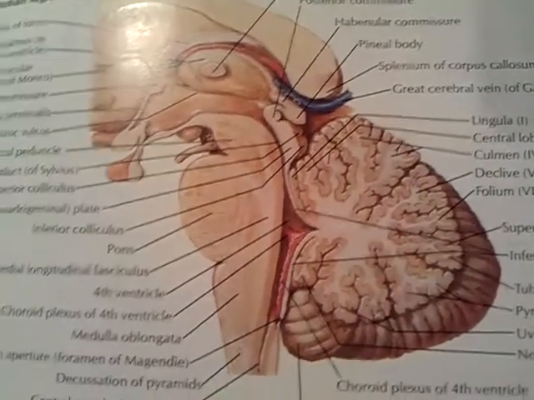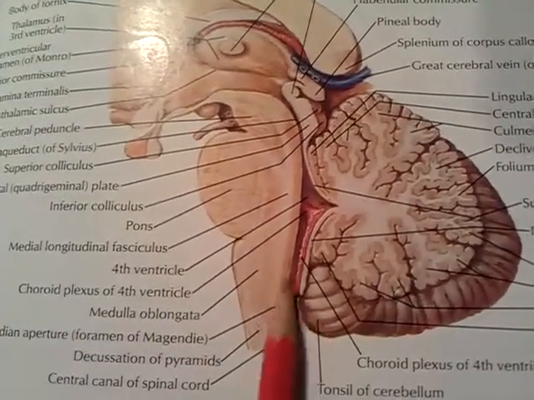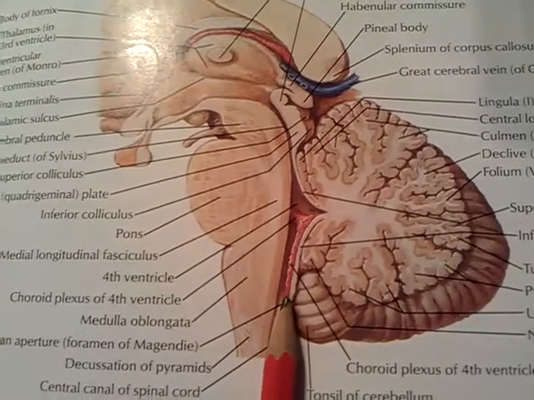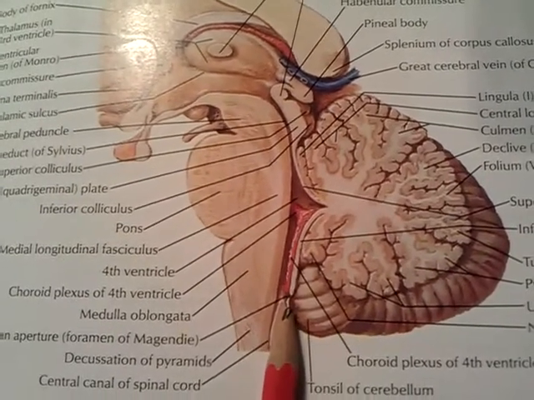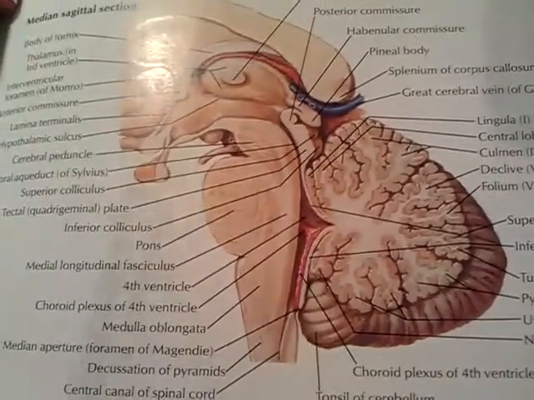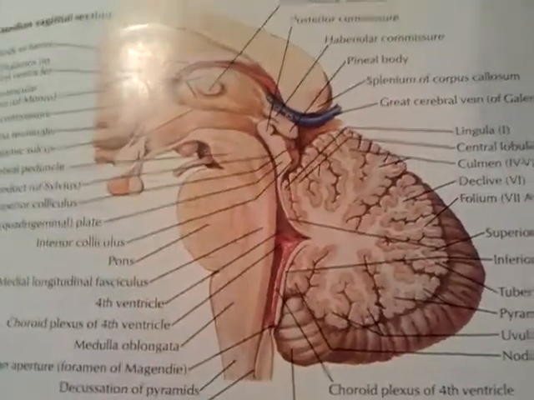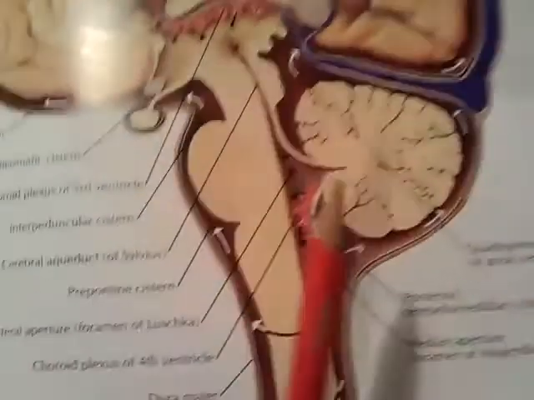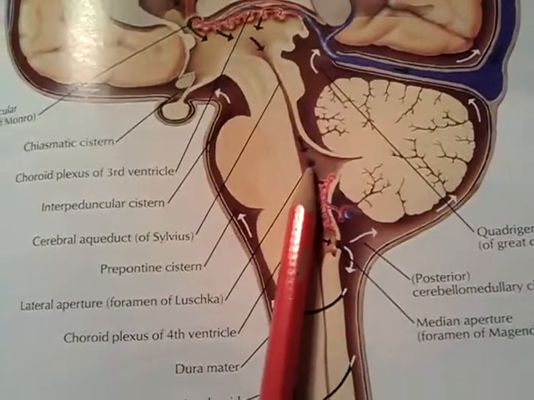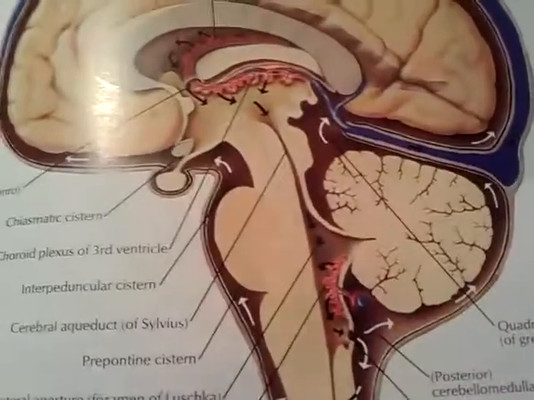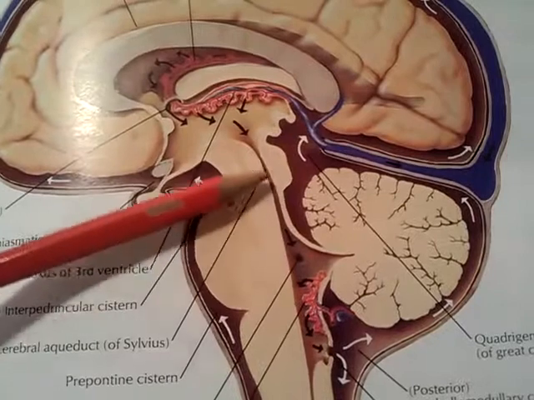Now in the roof you have the median aperture of the fourth ventricle, and you also have a lateral aperture here. The cerebral aqueduct is a narrow canal through the midbrain.